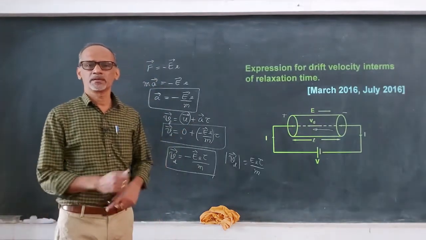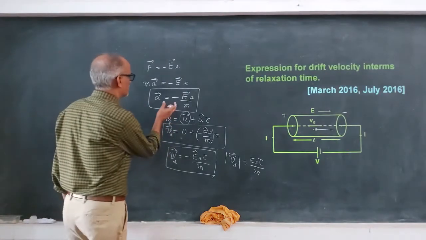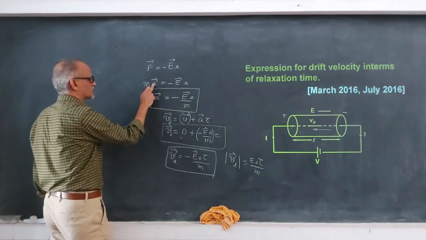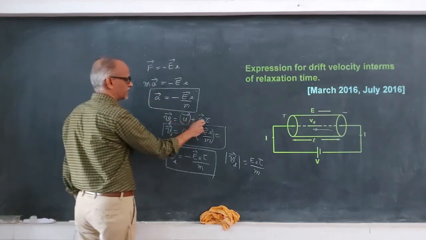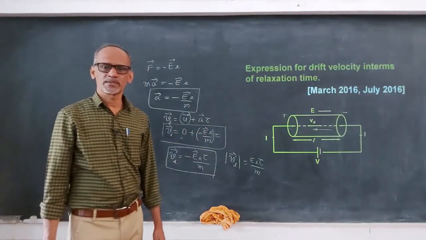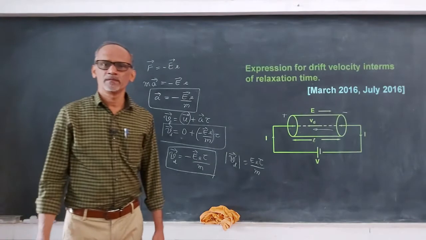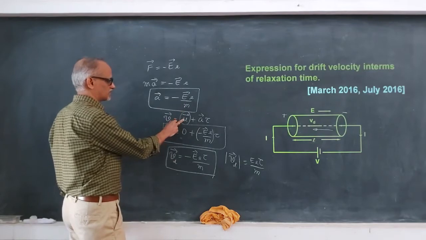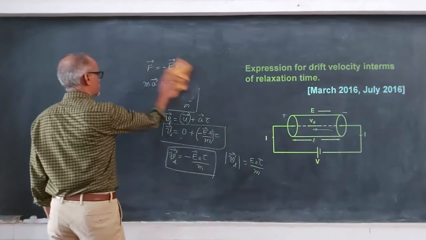So, again an important question. It is a 3 marks derivation here. Force is equal to field into charge, force is equal to mass into acceleration, and we get the acceleration. This is from the first year equations of motion, v is equal to u plus a into t. Here t is nothing but the average time interval between two successive collisions, which is the relaxation time, and u is the average velocity due to the thermal motion, which is always 0 here, and that is how you get Vd is equal to minus eE tau by m.